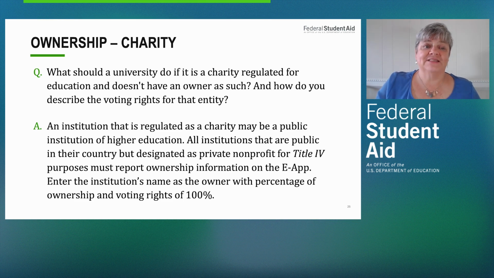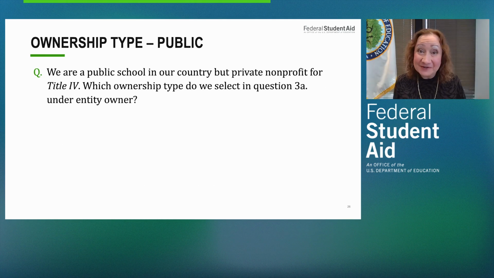And here's an important tip. You'll enter 100% for both the percentage of ownership and of voting rights. If the system requires you to upload a voting agreement, then please upload a document that states that you are a public institution and you do not have a voting agreement. Thanks, Michelle. We do have a few more questions on ownership.